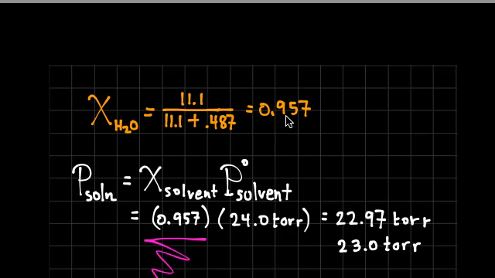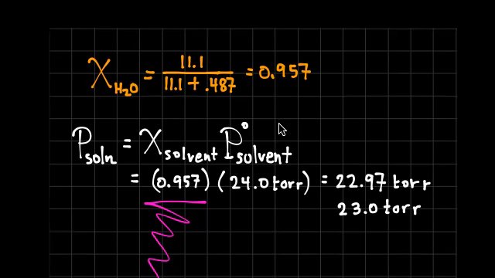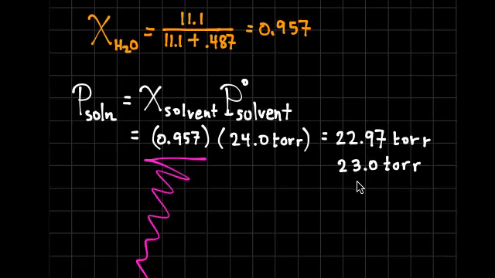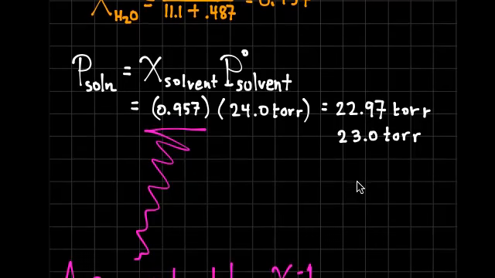So the mole fraction is less than 1, not much less than 1, but still less. So the 24 won't be 24 anymore. It'll be a little bit less, down to 23. 3 sig figs. And I'll say it again.